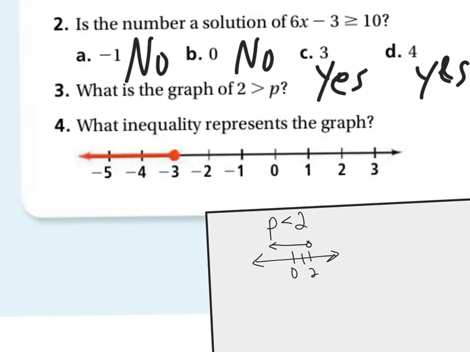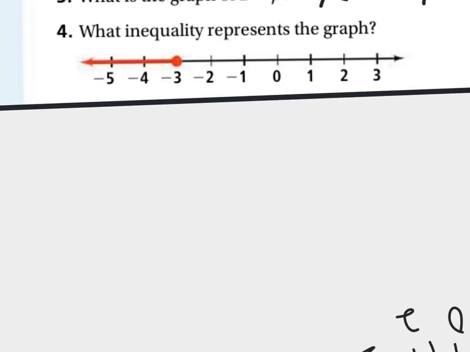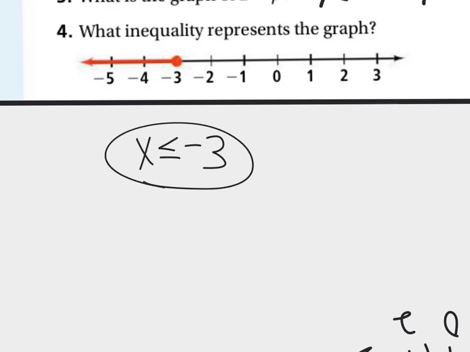And then number 4, they have a graph, and they want us to tell what inequality represents that graph. So we know it's something to do with -3. It includes it. It's a closed circle, so it's or equal to. The question is, is it greater than or equal to? Is it less than or equal to? Well, it's going towards the left, towards those smaller numbers, so that would be x is less than or equal to -3. So this gives you an idea of how to work with inequalities in their graphs.